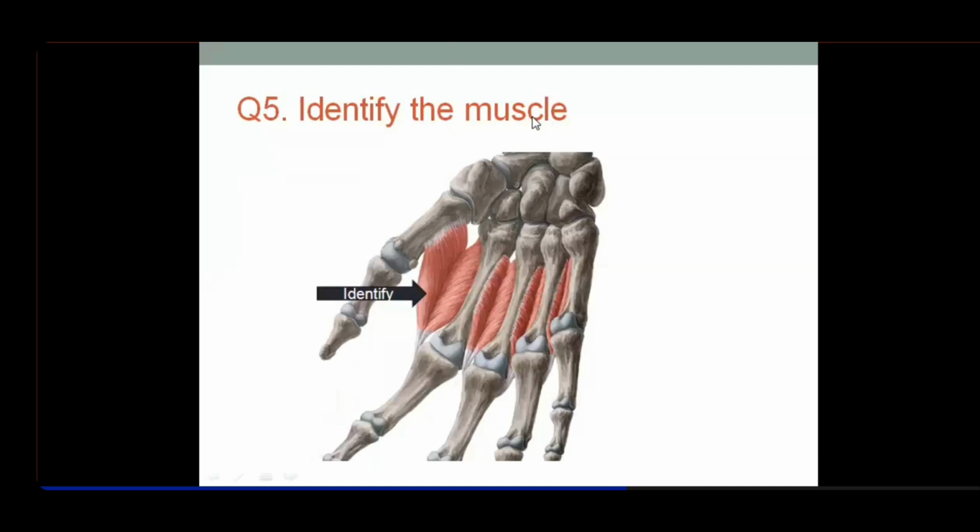Identify the muscle. This muscle in the diagram, first of all, this hand you can presume is of the right side, palmar view. Right side palmar view. So this is the medial side, this is the lateral side. As you see, the thumb here has 2 phalanges. Rest all of them will be having 3 phalanges.